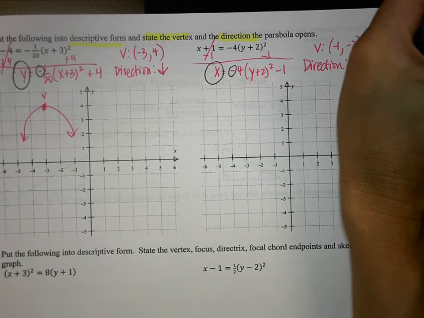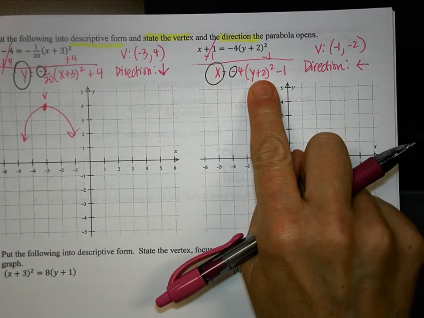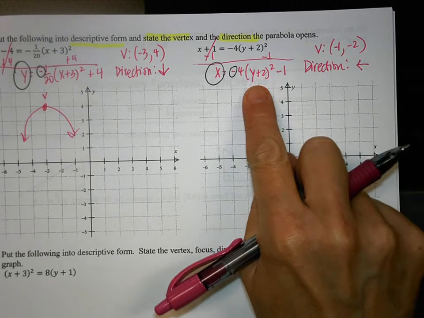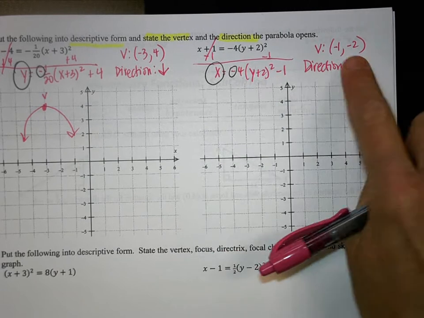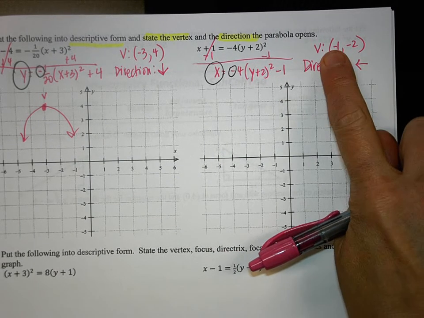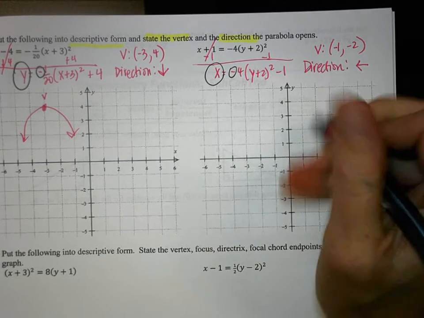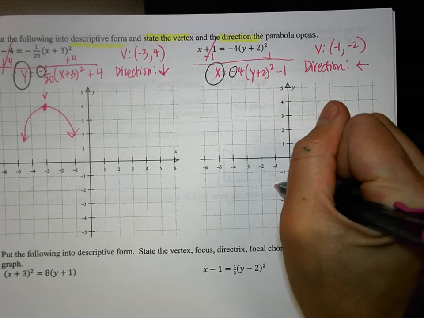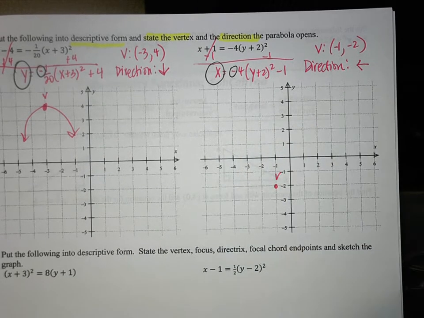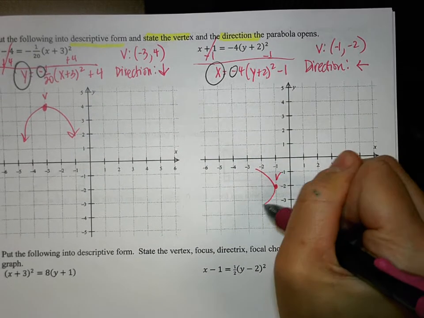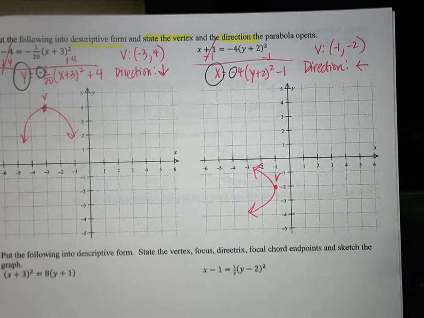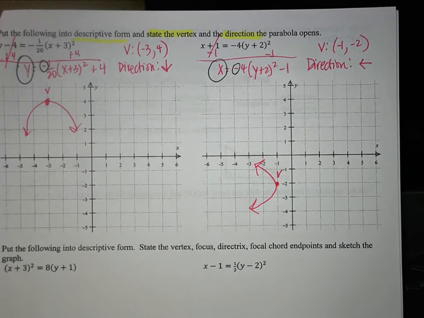Negative 1, negative 2. Remember that whatever's in parentheses, we set that equal to 0. And right there would be telling me that y equals negative 2, so that goes in the y spot. And then the other one is our x. So we go negative 1, negative 2, make our point for our vertex. You already told me that this curves left, so we're just going to curve it going to the left. Any questions? Okay, we're ready to move on?